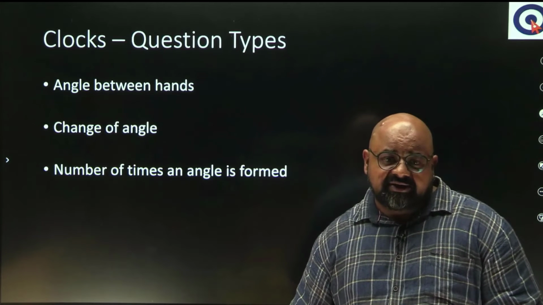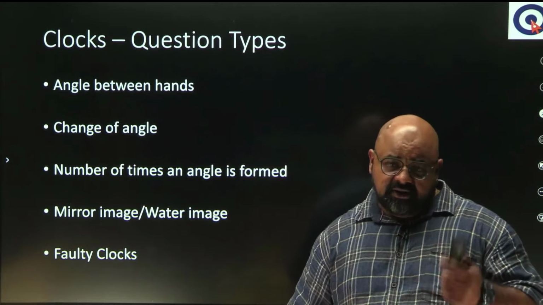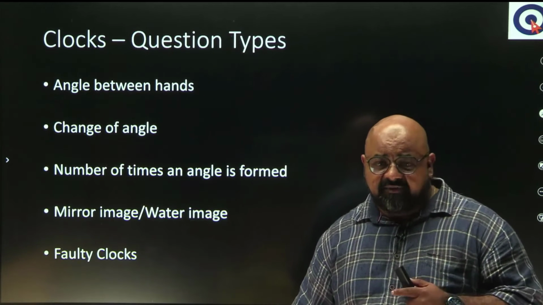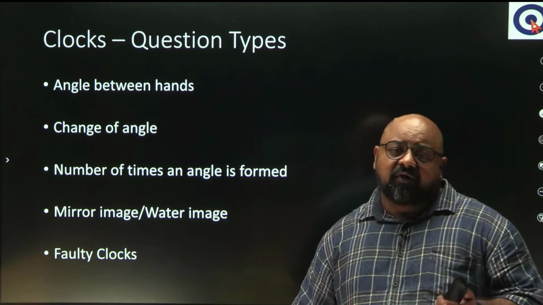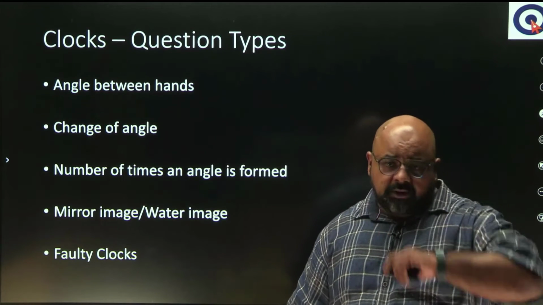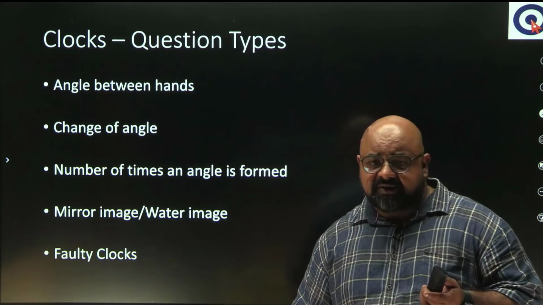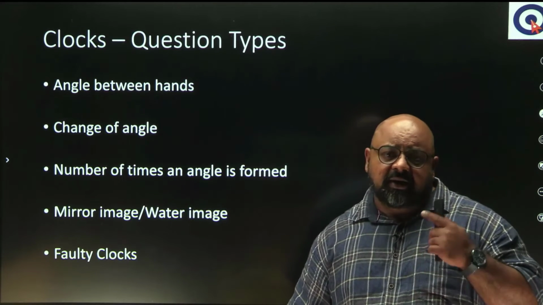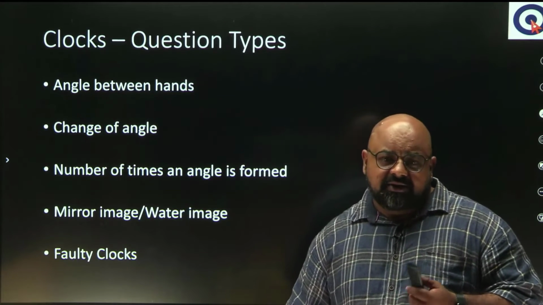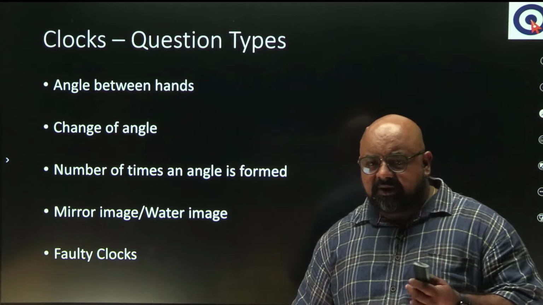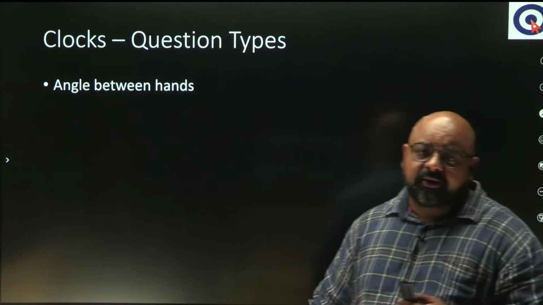What are the types of questions? There are 5 types of questions you can look at: angles between hands, change of angle, number of times an angle is formed in a given time, water image, mirror image, and faulty clocks. As far as the CUET exam is concerned, I think angle between hands, number of times an angle is formed, mirror image, and water image would be the more relevant question types. Change of angle and faulty clocks probably are a little bit of a stretch, but just quickly we'll try to touch upon them.